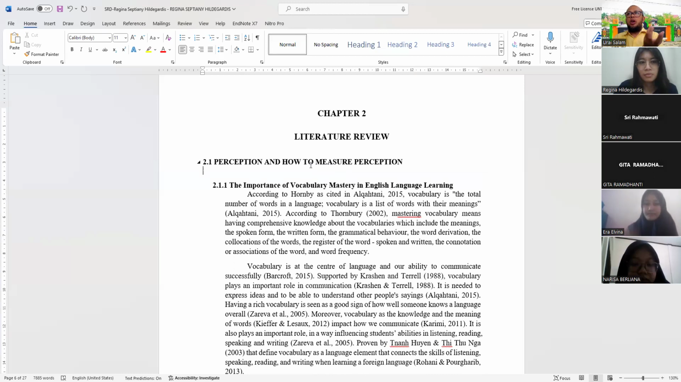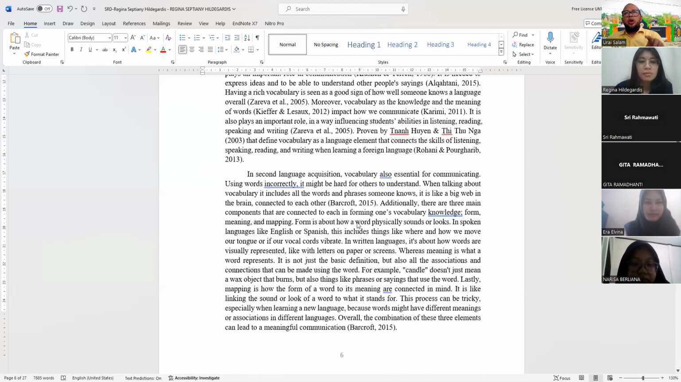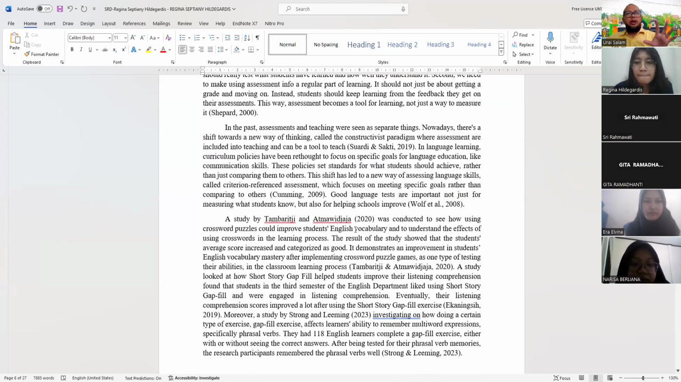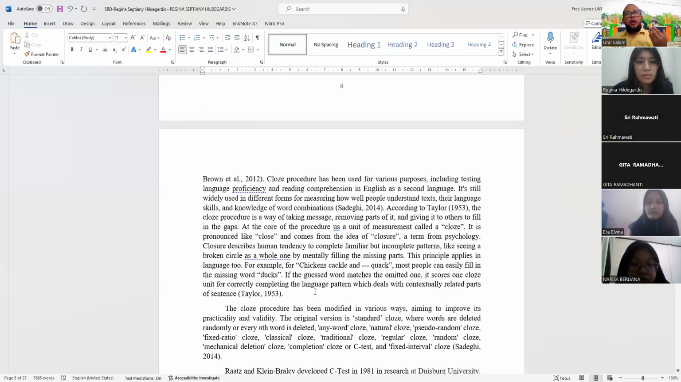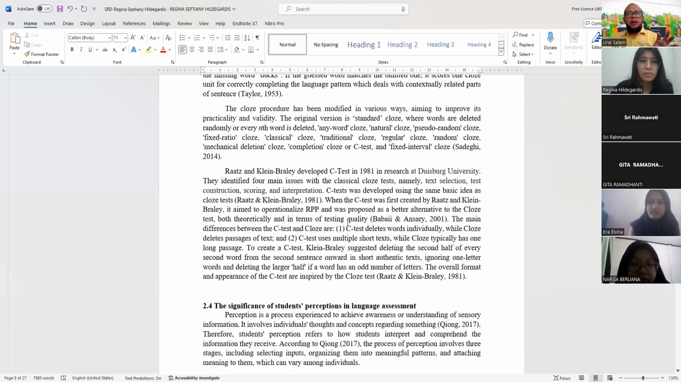So what aspects of, for example, the C-test, you really need to know. I mean the student needs to know, yeah, which part of the C-test the student needs to know. So in this section, once again, you talk about that. Nah, C-test yang kedua, bagian kedua, ya jelas you are talking about C-test. You need to really talk clearly and comprehensively about the C-test, ya.